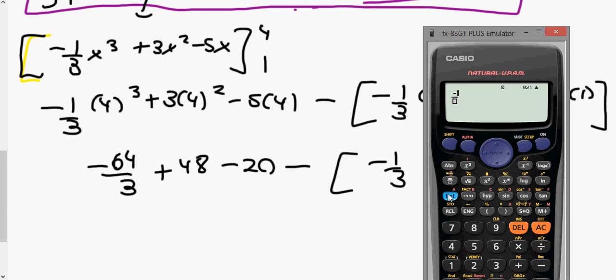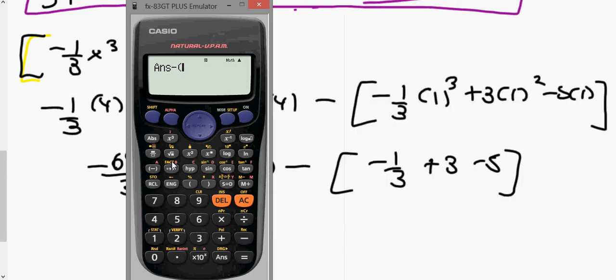We get minus 64 divided by 3 plus 48 minus 20. Just press the equal sign there, that's 20 over 3. What are we going to take away from that? We're going to take away minus a third. So we're going to get minus 1 all over 3.